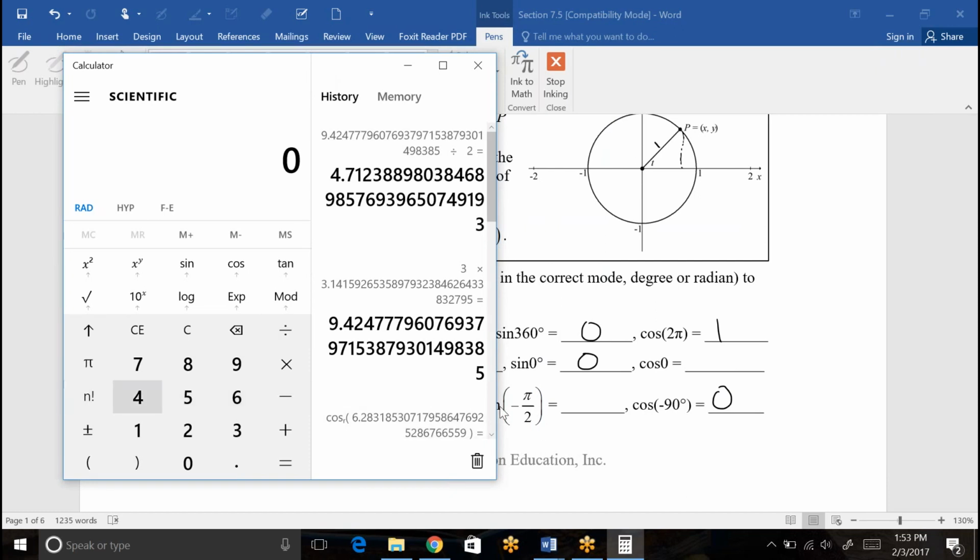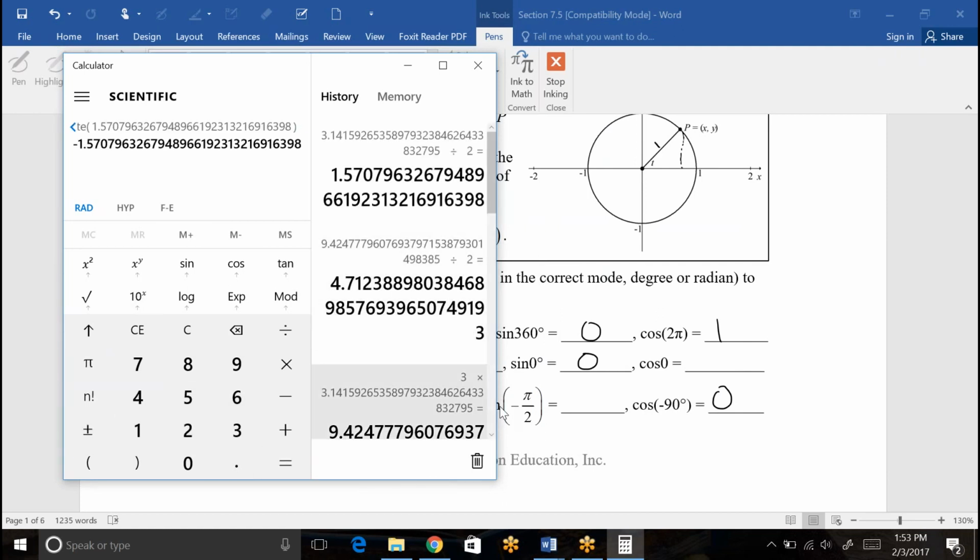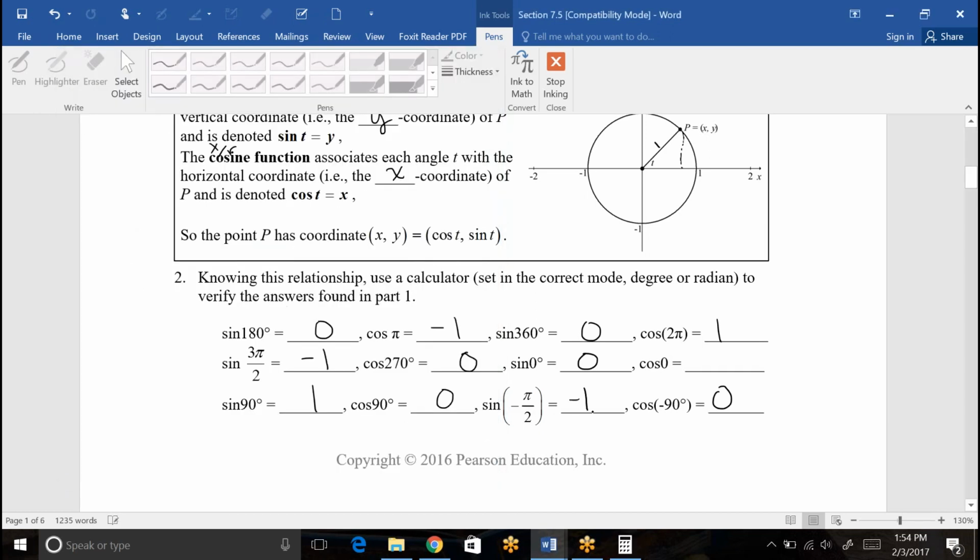Negative pi over 2, just jumping around a little bit, so sine of negative pi divided by 2, and that's -1. And then cosine of 0. Now I'm not going to use my calculator for this one. 0 radians is right here on the x-axis, so the cosine, remember, is the x value here. This ordered pair would be 1, 0, so this would be 1. So see, you don't have to use the calculator on the ones that will fall on these nice places.